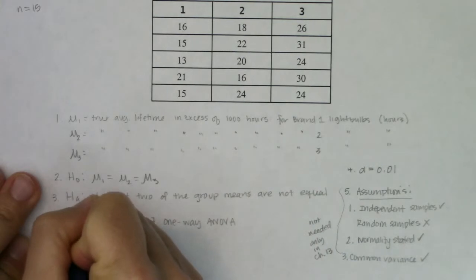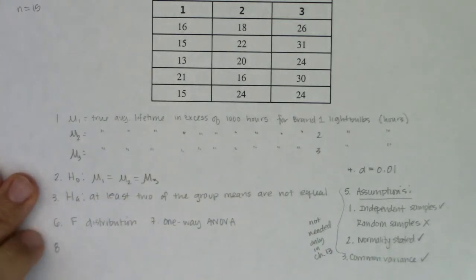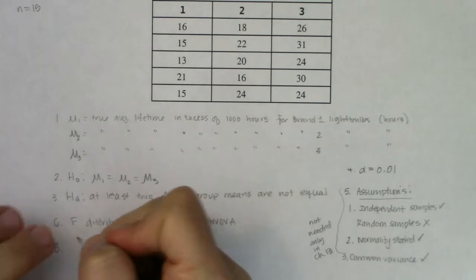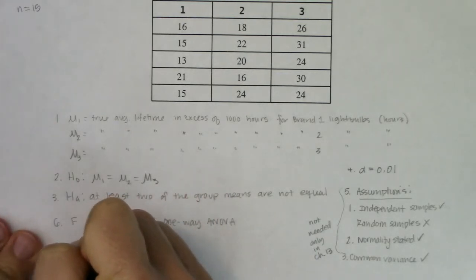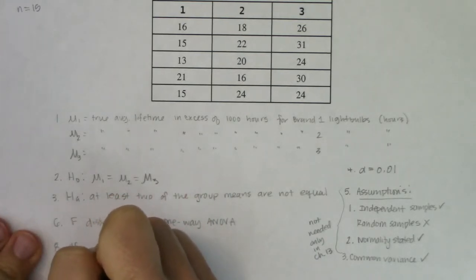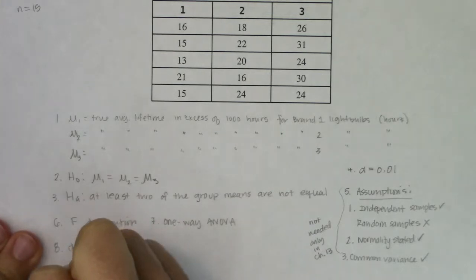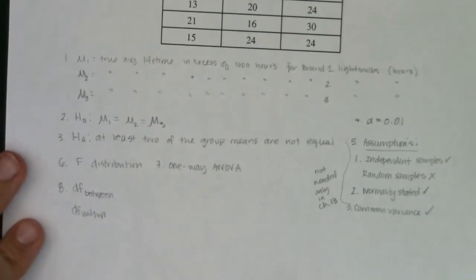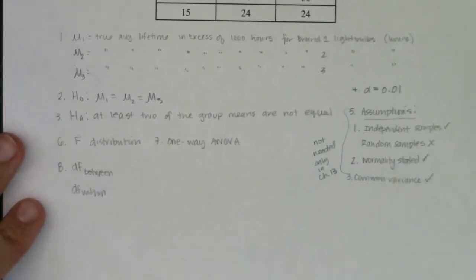Okay, and for degrees of freedom, this is going to be a little bit more convoluted. There are 2 formulas for degrees of freedom. So we need to find the degrees of freedom between and the degrees of freedom within. Let me start moving this up just so I have a little bit more space in my write-up.